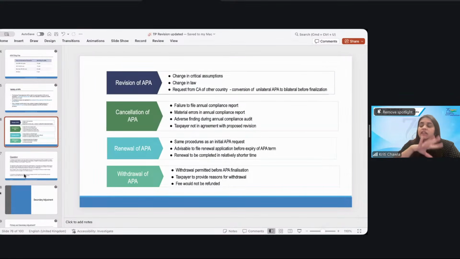So yeah, these are some of the sections relating to APA that you can probably look at. So I'll give you 1 minute to just look at this particular slide on the APAs.